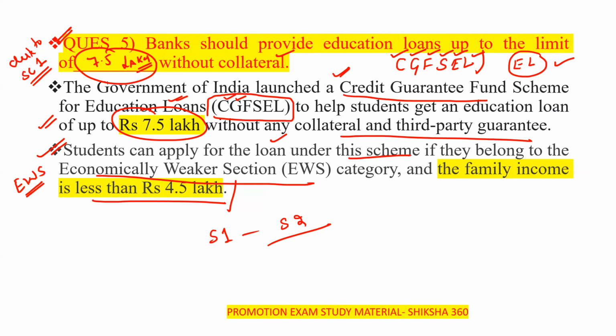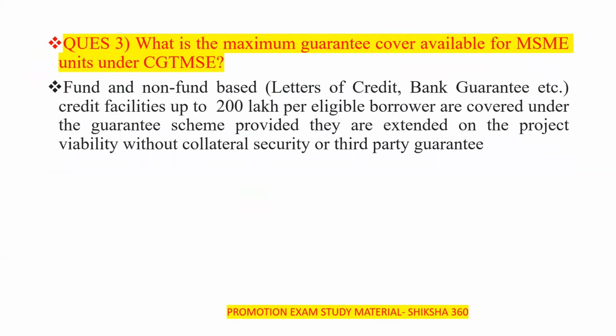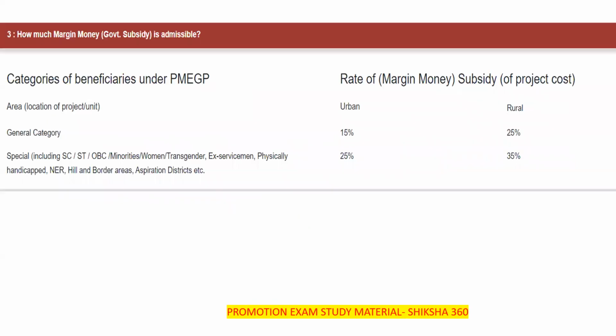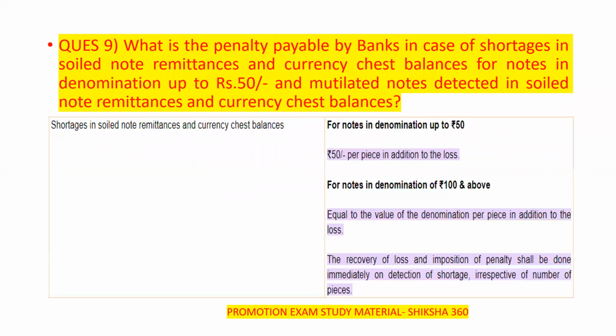For that, students can apply for the loan under the scheme if they belong to the economically weaker section, and for that their family income is to be less than 4.5 lakh. Clear? I will take one separate session on all these schemes. Here I will discuss some of the important points with the help of questions which they have already asked. Now move towards question number 6.